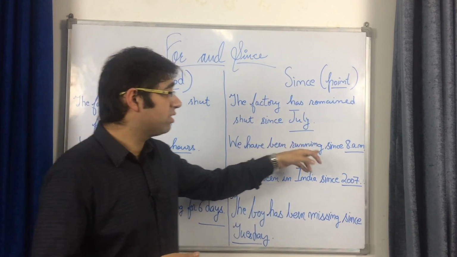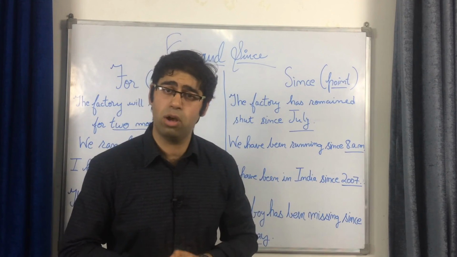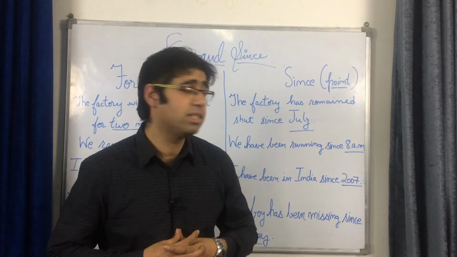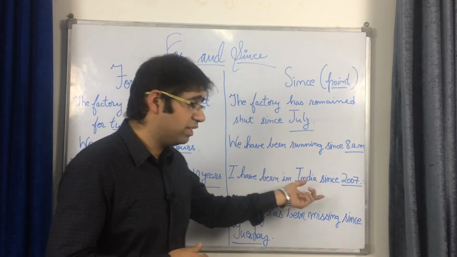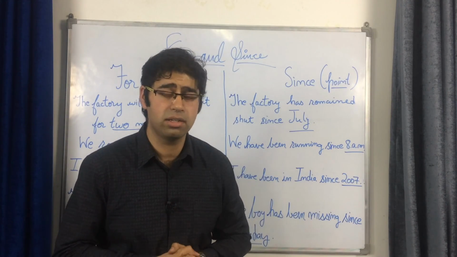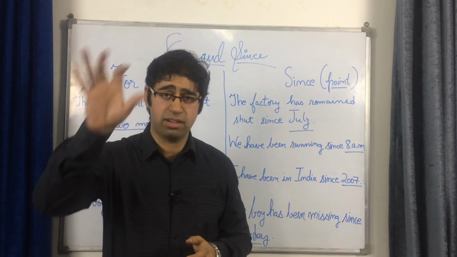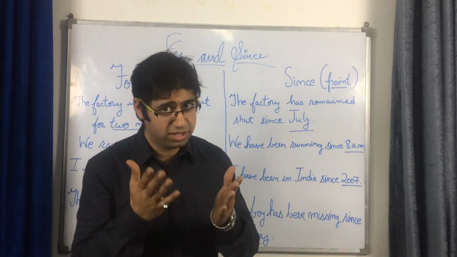We have been running since 8 a.m. You've got your 8 a.m. right there on the watch. You're good to go. Use since. Then we have, I have been in India since 2007. Do you have 2007 in the previous calendars? Oh yes, you do. It's that number written on top of the 12 months, 2007. Since.